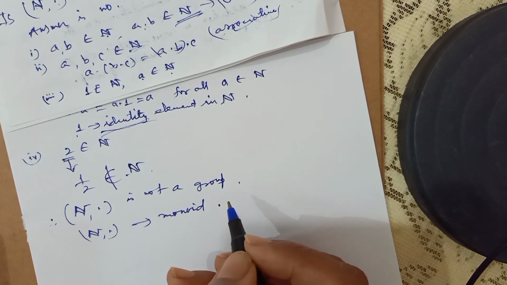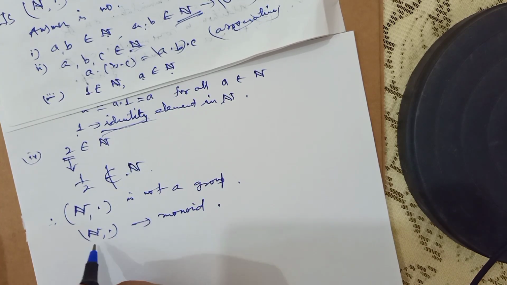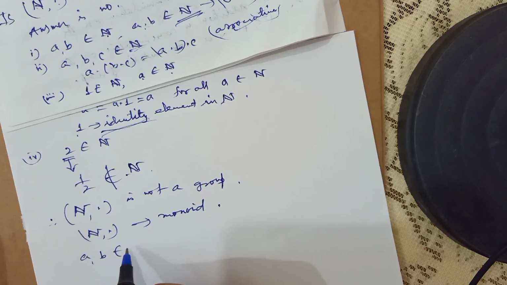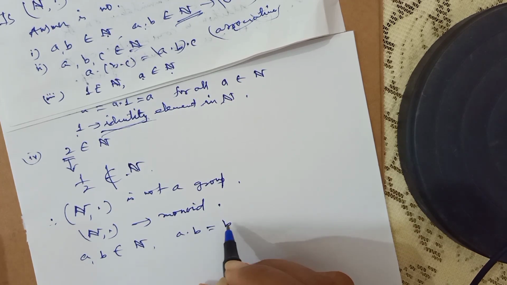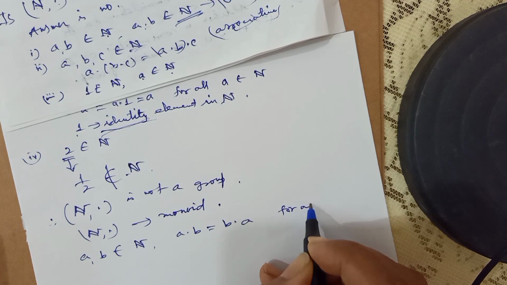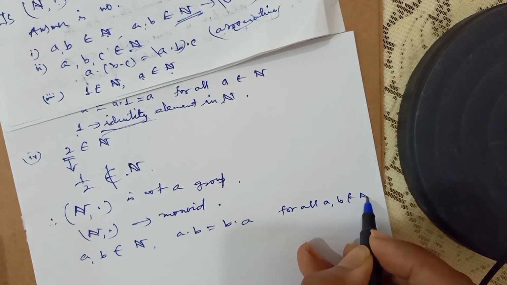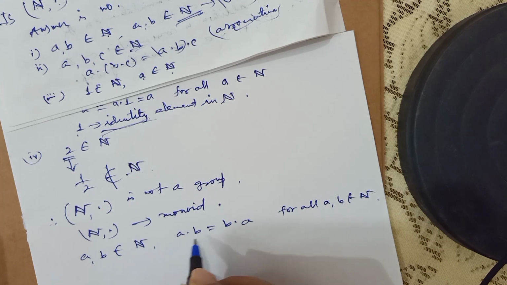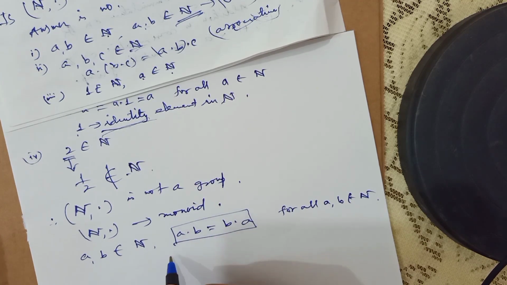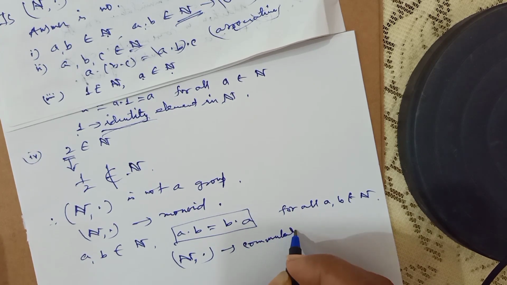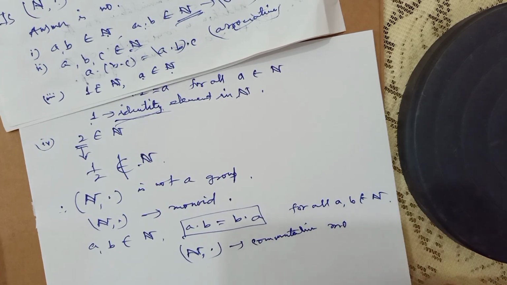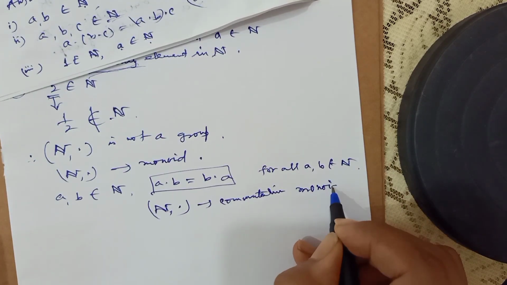Okay, and suppose that A and B belong to N, then A dot B equals B dot A for all A, B in N. So this property shows that (N, ·) is a commutative monoid. Clear?